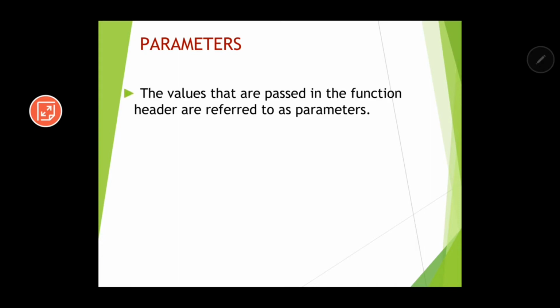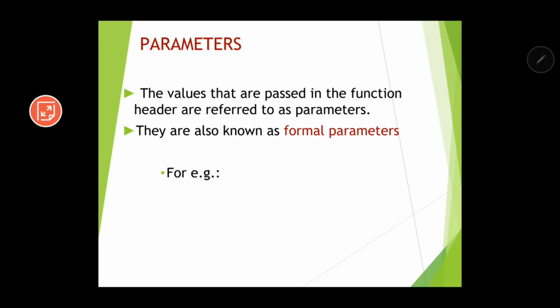Now we need to be very clear about two terms, parameters and arguments. What are parameters? The values that are passed in the function header are referred to as parameters. What is the function header? Whatever we write after def, the first line of the function definition, is known as the function header. Under the function header, if within brackets we write certain variable names or some numbers, those are known as parameters. Parameters are also known as formal parameters. For example, here you see def calsum p comma q. Here p and q are referred to as your parameters. Whatever values we pass in the function header are known as parameters or formal parameters.